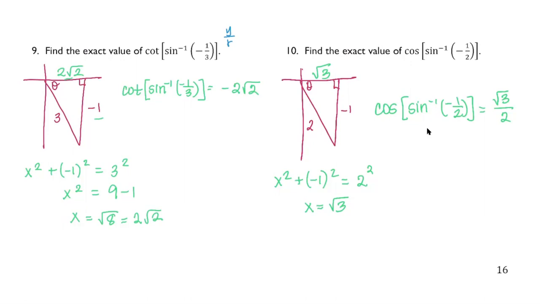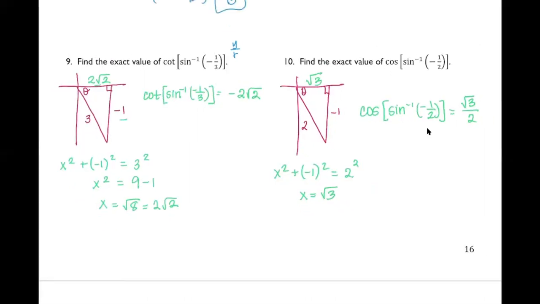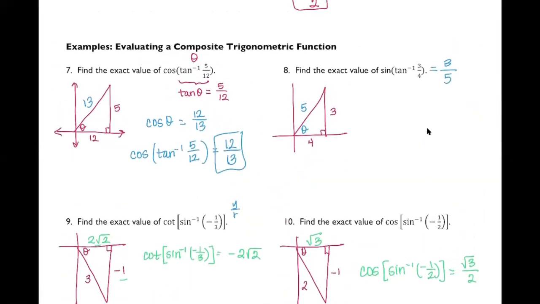Now for this one in particular, you could also realize that -1/2 is a unit circle value. So the sine inverse of -1/2, when we choose from quadrants 1 or 4, is -π/6. And then we ask ourselves, what's the cosine of -π/6? You would know that that's the square root of 3 over 2. So that's another way you could approach this one because it's a known unit circle value. The other ones were not, but I always end up setting up a triangle because I think it's easier. So that is how we work with compositions.